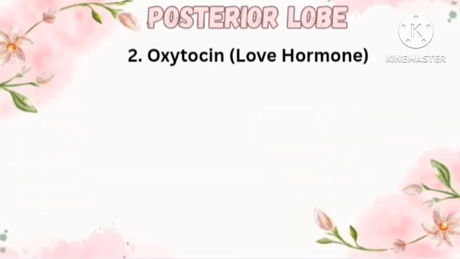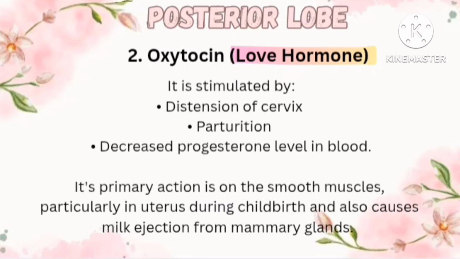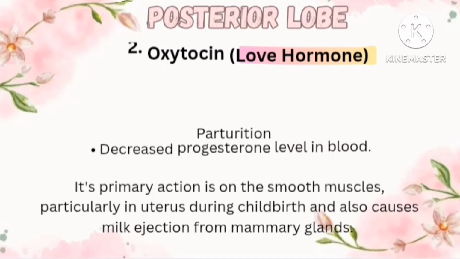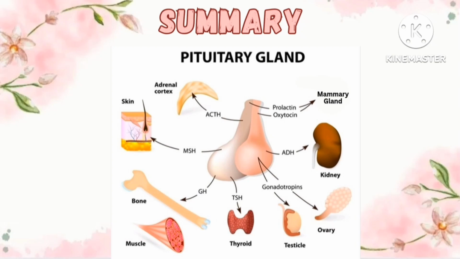Number 2 is oxytocin, also known as love hormone. It is stimulated by distension of cervix, parturition, and decreased progesterone level in blood. Its primary action is on the smooth muscles, particularly in uterus during childbirth, and also causes milk ejection from mammary glands. Finally, we conclude our topic with a brief flowchart showing the function of different hormone.